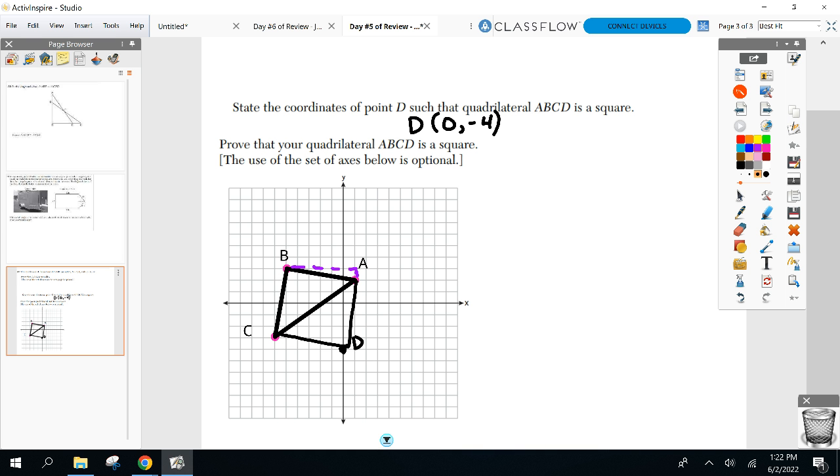How did you find D again? I knew in a square, opposite sides are parallel. So I knew that side AB had to be parallel to side CD. So what I did was rise over run, up 1 over 6. And then I did that from C, down 1 over 6. So I knew the slopes had to match.